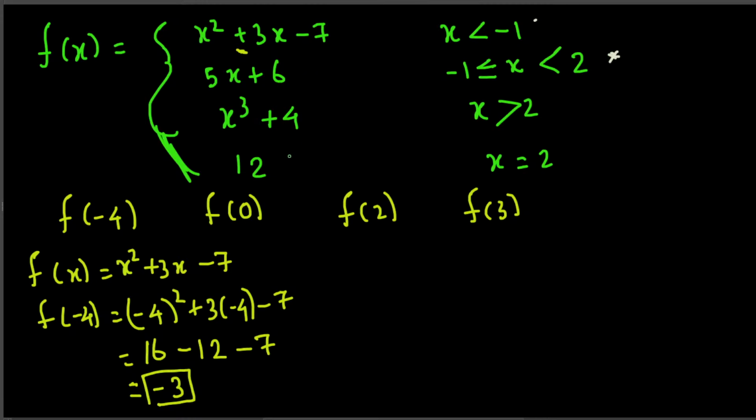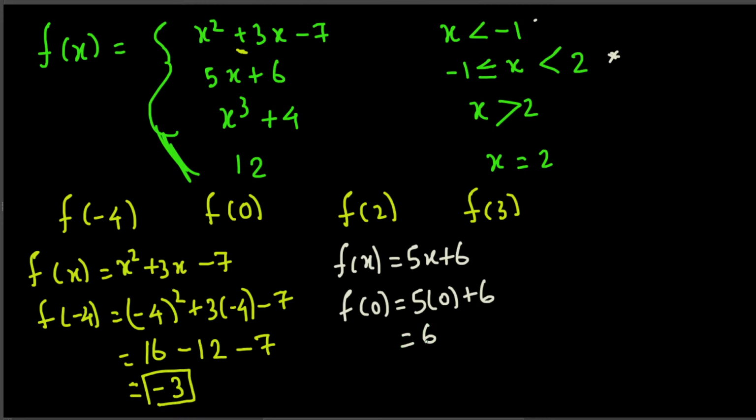In that one, the function is 5x plus 6. So f of x is 5x plus 6, and instead of x, we substitute 0. So f of 0 is equal to 5 times 0 plus 6. 5 times 0 is 0, plus 6, that's 6. So the answer for the second one is 6.